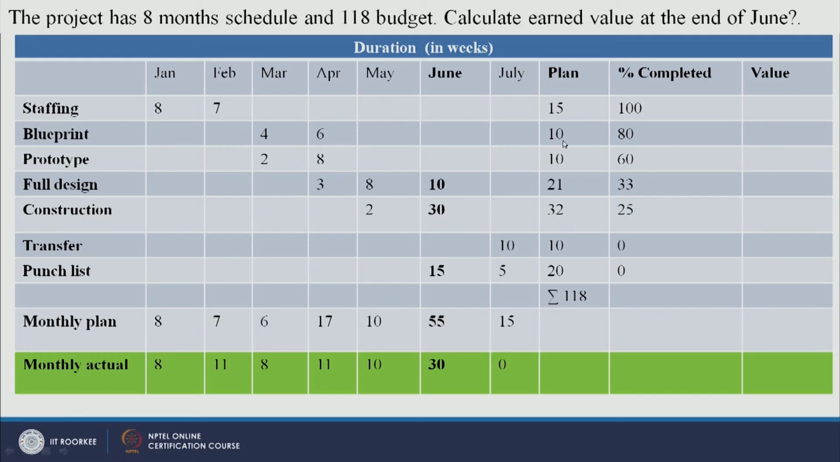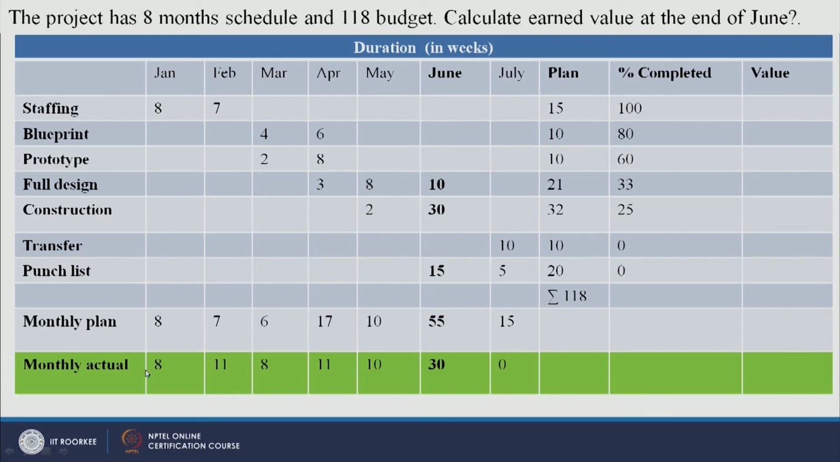For blueprint, the plan is 10 and the percentage completed is 80. Similarly for prototype 60, full design 33, 25 and so on. We want to know what the status is at the end of June. Similarly, here you can calculate the monthly plan: 8, 7, 6, 6 plus 8, 14 plus 3, 17 and so on. Similarly, you can then have the cumulative monthly actual.